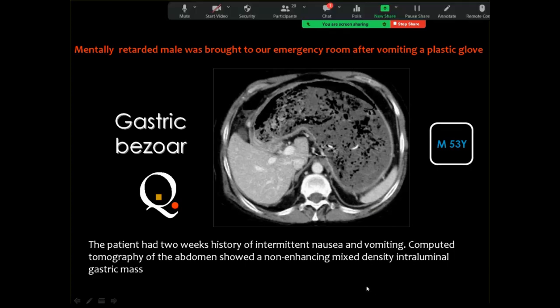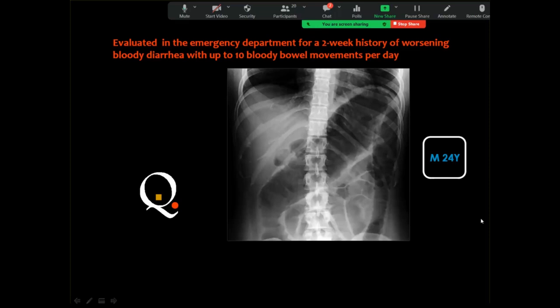Okay. Next case is a male, 24 years old, evaluated in the emergency department for a 2 weeks history of worsening bloody diarrhea with up to 7 bloody bowel movements per day.